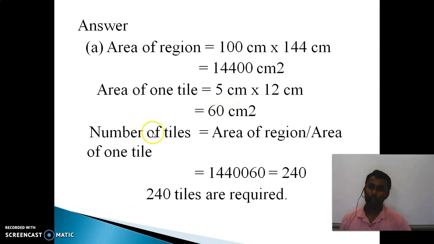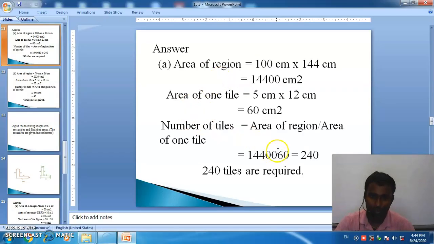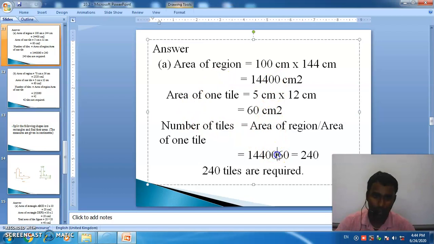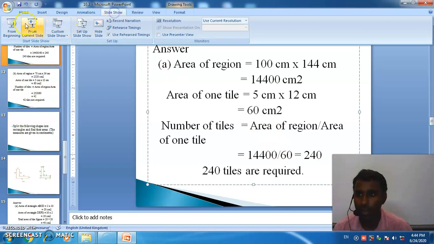Okay, so the number of tiles should be equal to the area of the total region divided by the area of one tile. How many tiles do you need? That means, given the total region and the area of one tile, how many tiles can we insert? That we need to find. So here, 14,400 divided by 60.